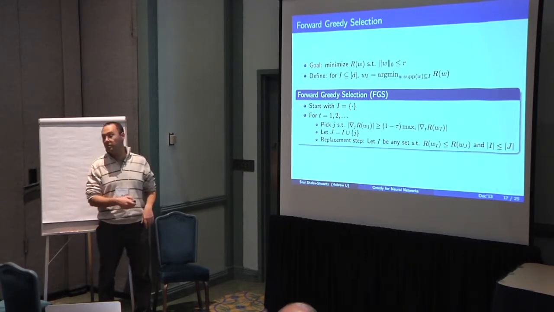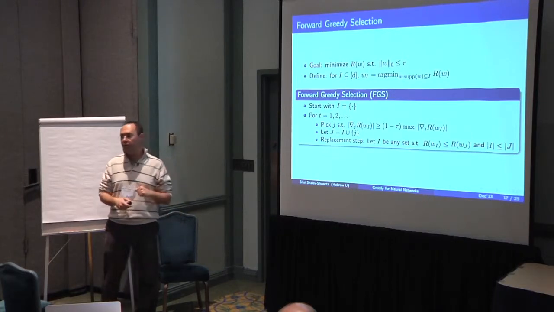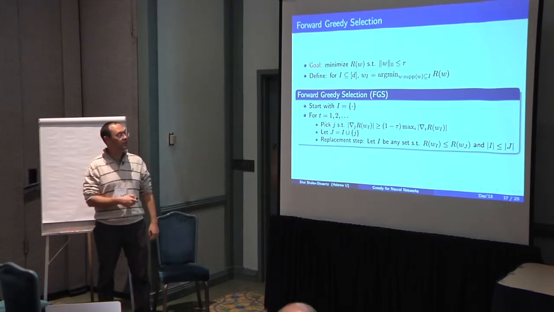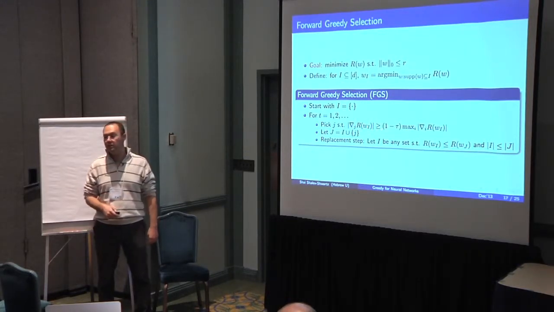OK, so what forward greedy selection does, it starts with I containing no features. And then for t equals 1, 2, etc., we pick some coordinate j such that the gradient in the direction j is close to the maximal. So close in the meaning that the j-th coordinate of the gradient is greater than 1 minus tau times the maximal coordinate of the gradient, where tau is any constant between 0 and 1. Okay?